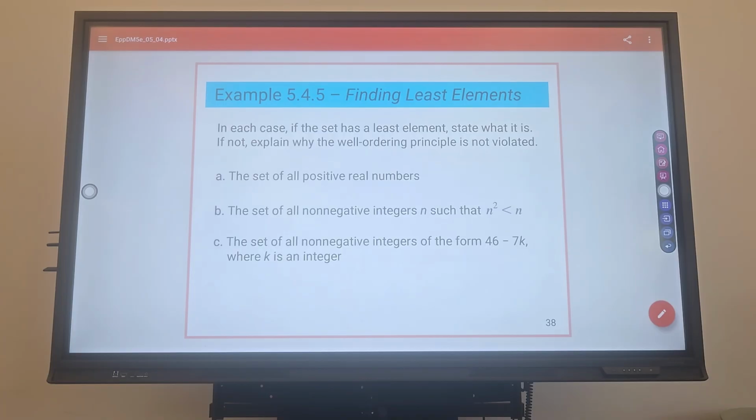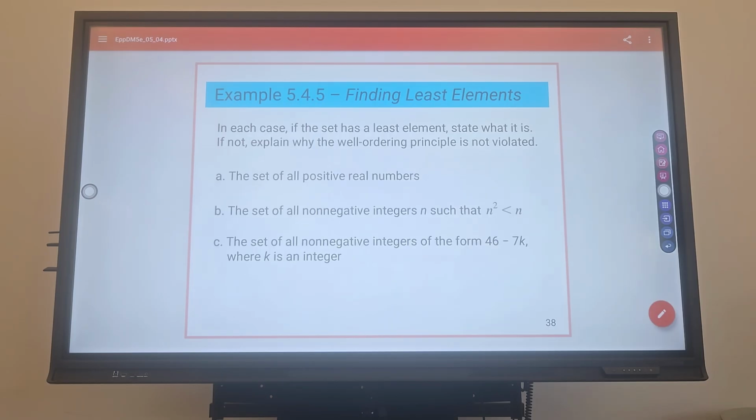Finding least elements. If the set has a least element, state what it is. If not, explain why the well-ordering principle is not violated. The set of all positive real numbers. Well, it has to have a least element. They're all positive, so the number 1. But this only applies to integers, not positive real numbers. It doesn't violate it.